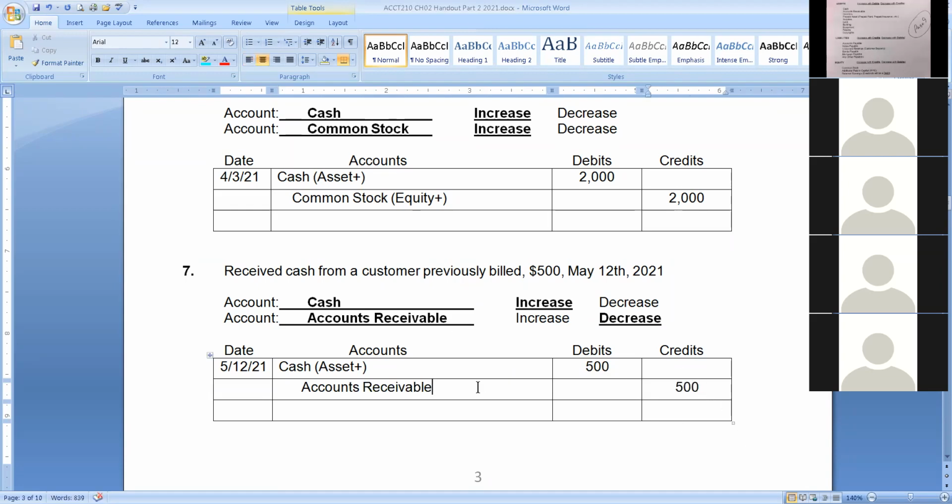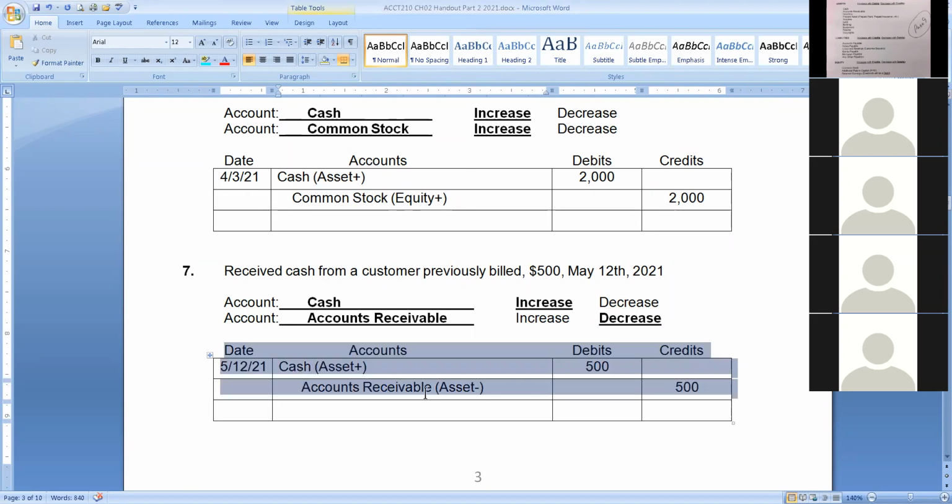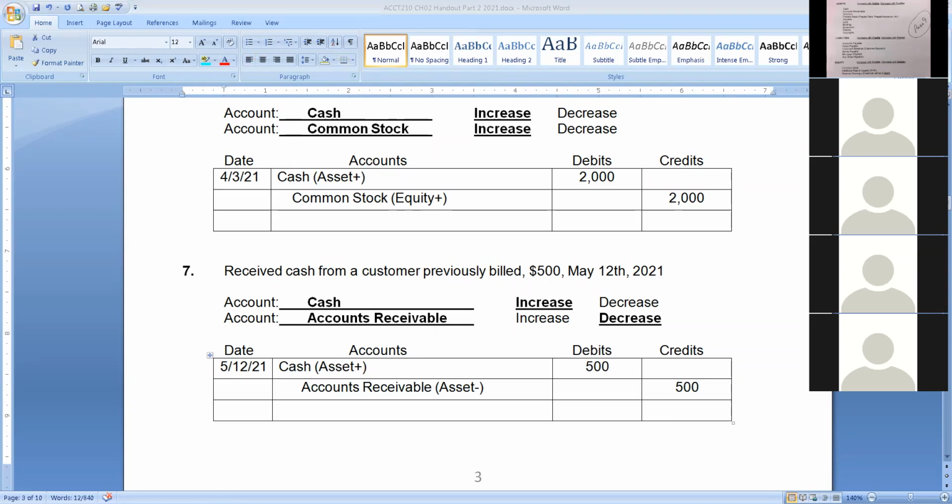Oh, wait. A little more right in here. This is an asset going down. So this is plussing this asset. The debit is plussing it, and the credits are taking away from this asset. And again, this is just a much quicker way of doing it. You literally just take the 2 or 3 accounts, or whatever it is, and write them down, and you don't even have to do pluses and minuses. Whichever column you put it in will say whether it's a plus or a minus.